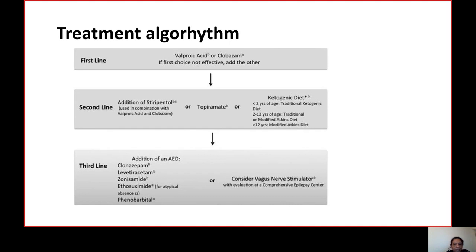Topiramate or ketogenic diet have been tried, but again without much improvement. And then there are some other additions like clonazepam, levetiracetam. Those are the third line drugs. And then ultimately some of these patients had to go in for vagus nerve stimulation, that is for palliative seizure control.